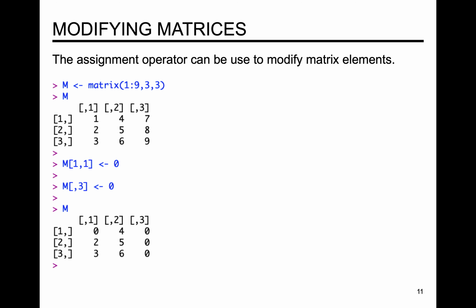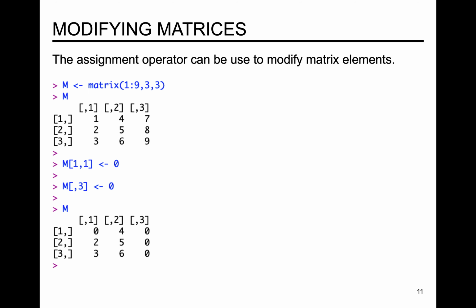Let's talk about modifying matrices. The assignment operator can be used to modify matrix elements. So first I create the 3 by 3 matrix M, and then if you note in the next line, I type M square bracket 1 comma 1 and I assign it the value 0. Then in the next line I type M square bracket comma 3 and assign it the value 0. So here I'm saying take the third column and assign all the elements 0.